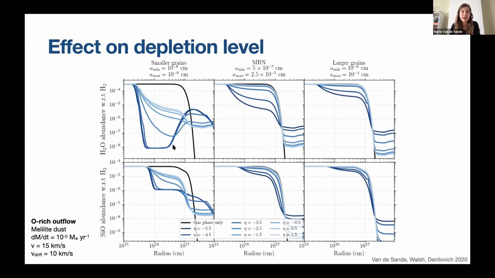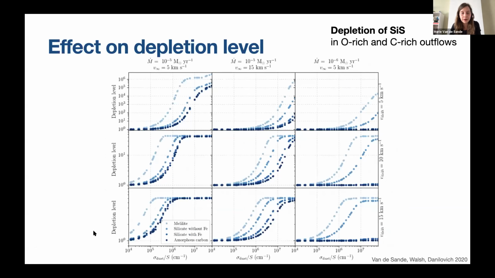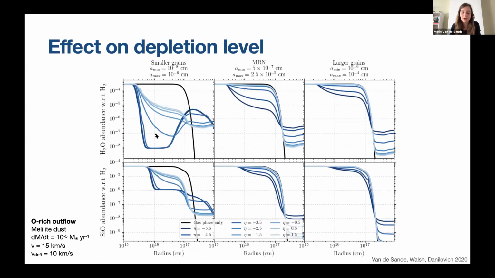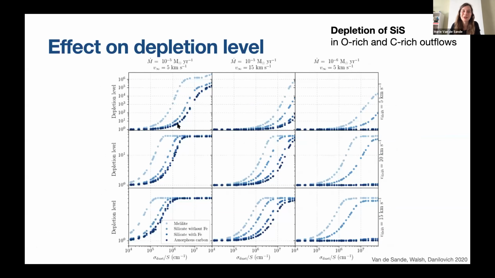And in fact, we found that the level of depletion depends on the average cross-section of your grain size distribution. This is visualized in this figure. So here on the y-axis is the depletion level. So this dip in abundance corresponds to a depletion level the other way around. This is for SiS, for different outflow densities, different drift velocities, and different shades of blue are different types of dust. Sigma dust over S is our outflow-independent way of saying the average cross-section of the grain size distribution.